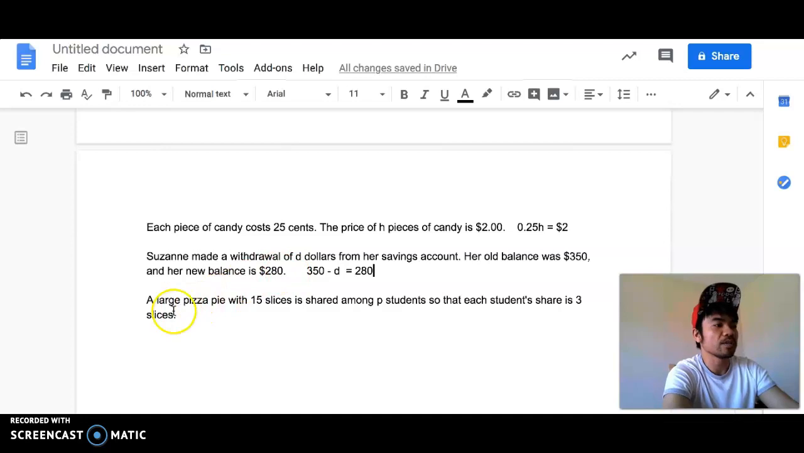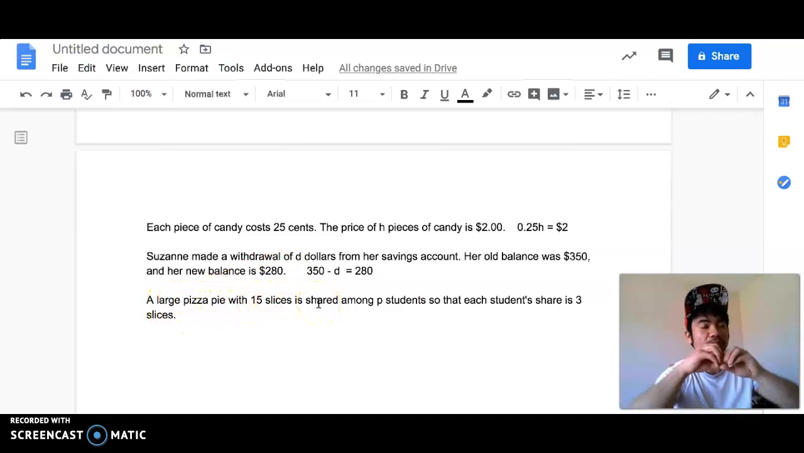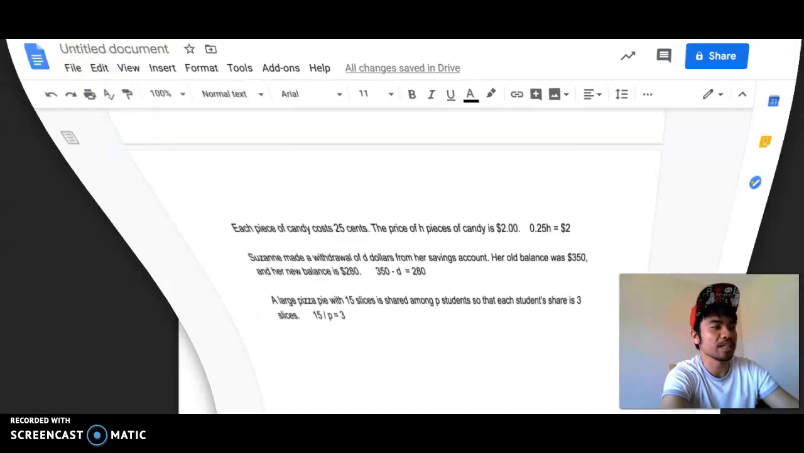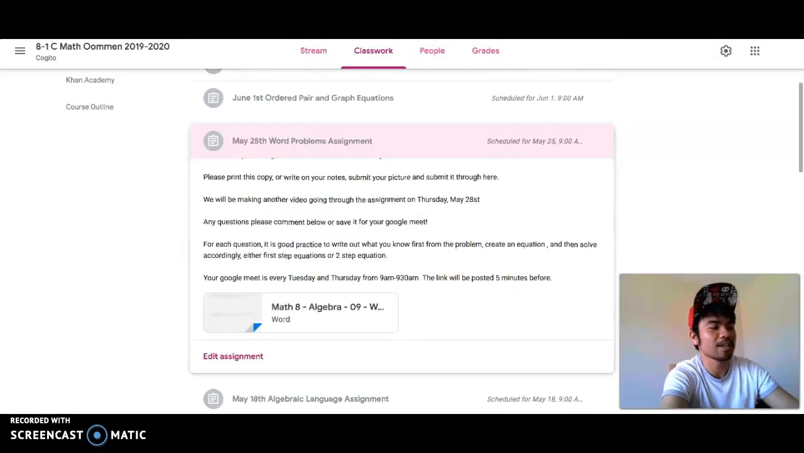Easy. Now this one, a large pizza pie with 15 slices is shared, okay? So you're sharing them among P students. We don't know how many students, so that each student's share is 3 slices. So very easy. 15 divided by P equals 3. Easy.